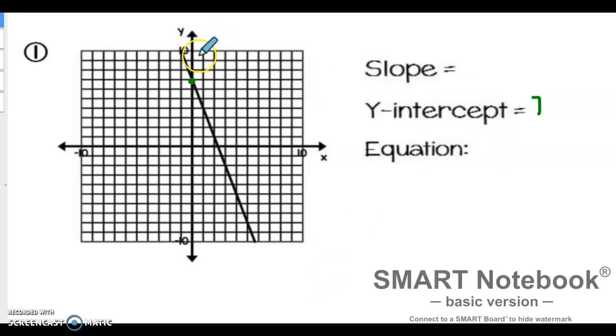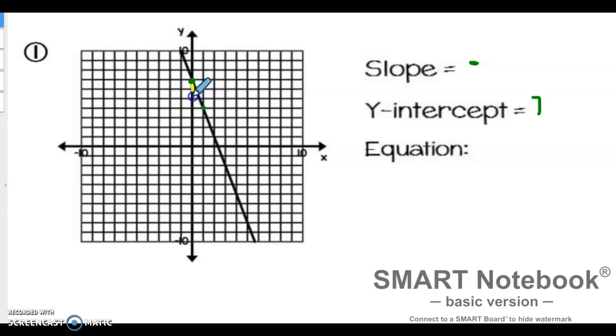Now to find the slope, we need to find another nice point on the line, which we can find one right here. And then we need to draw in our slope triangle. Before we draw in our slope triangle, though, just by looking at this line, it goes downhill from left to right, so we know that the slope is going to be negative. So we can put a negative sign, and then let's draw in our slope triangle.